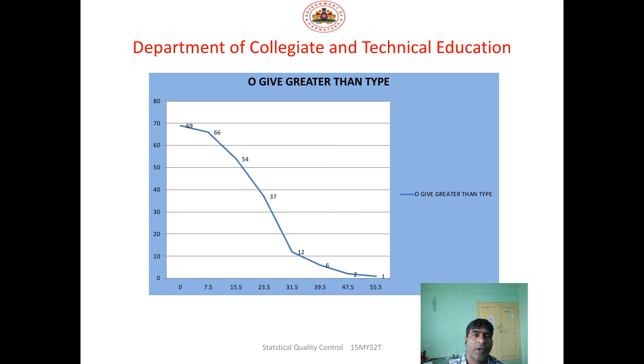So mark all the points, join with the help of a smooth curve, and see that you get a curve which is in decreasing or descending form. So this type of curve we call ogive curve greater than type, which is completely opposite to ogive curve less than type. Okay, so take your time and draw this graph. Hope you are getting it, students.